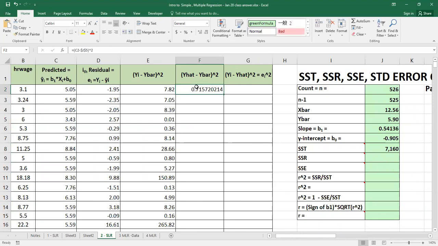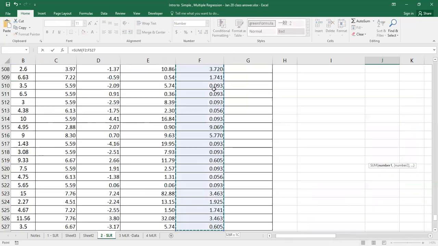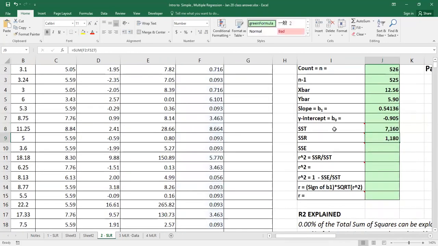Control Enter. Kontialan natin ang decimal place. Then copy down, and then we sum this up. It's equal to sum, control backspace, 1180. Tama ba? 1180 guys, no? Naka-round off lang siya. Dagdagan natin ng decimal. Okay, so it's exactly the same.